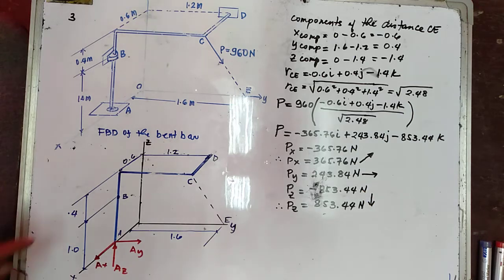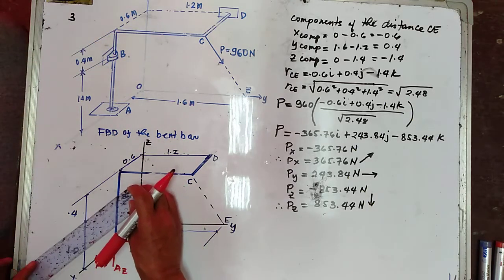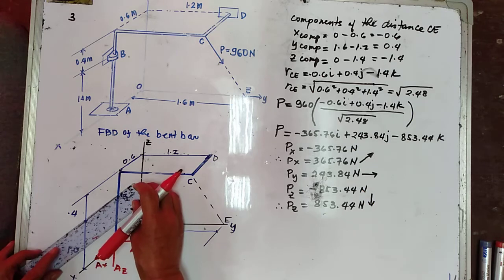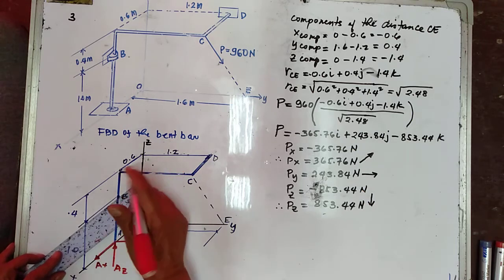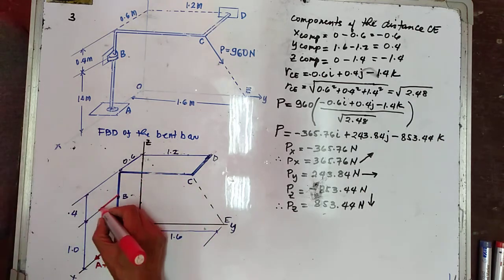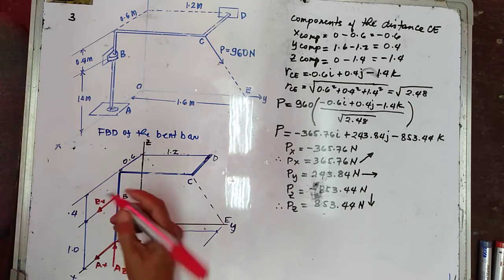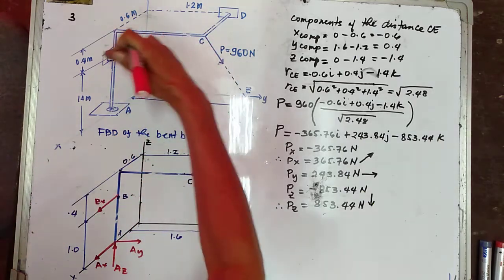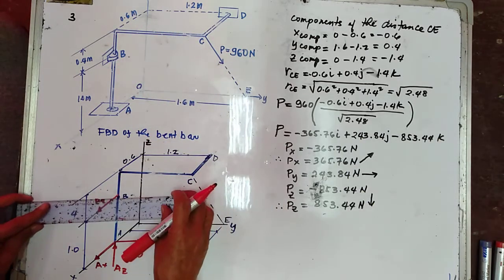Now, support at B is a single journal bearing. So at this point, that is now in the x direction. So we have your Bx, and we have your By.